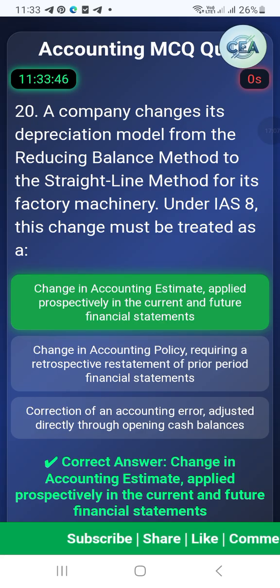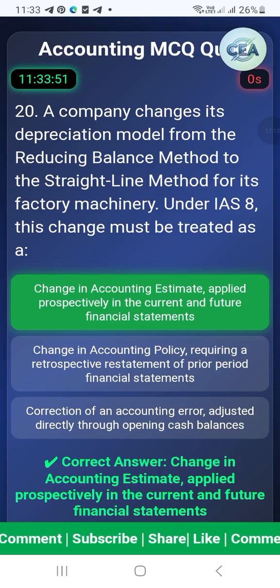Correct answer is change in accounting estimate, applied prospectively in the current and future financial statements.